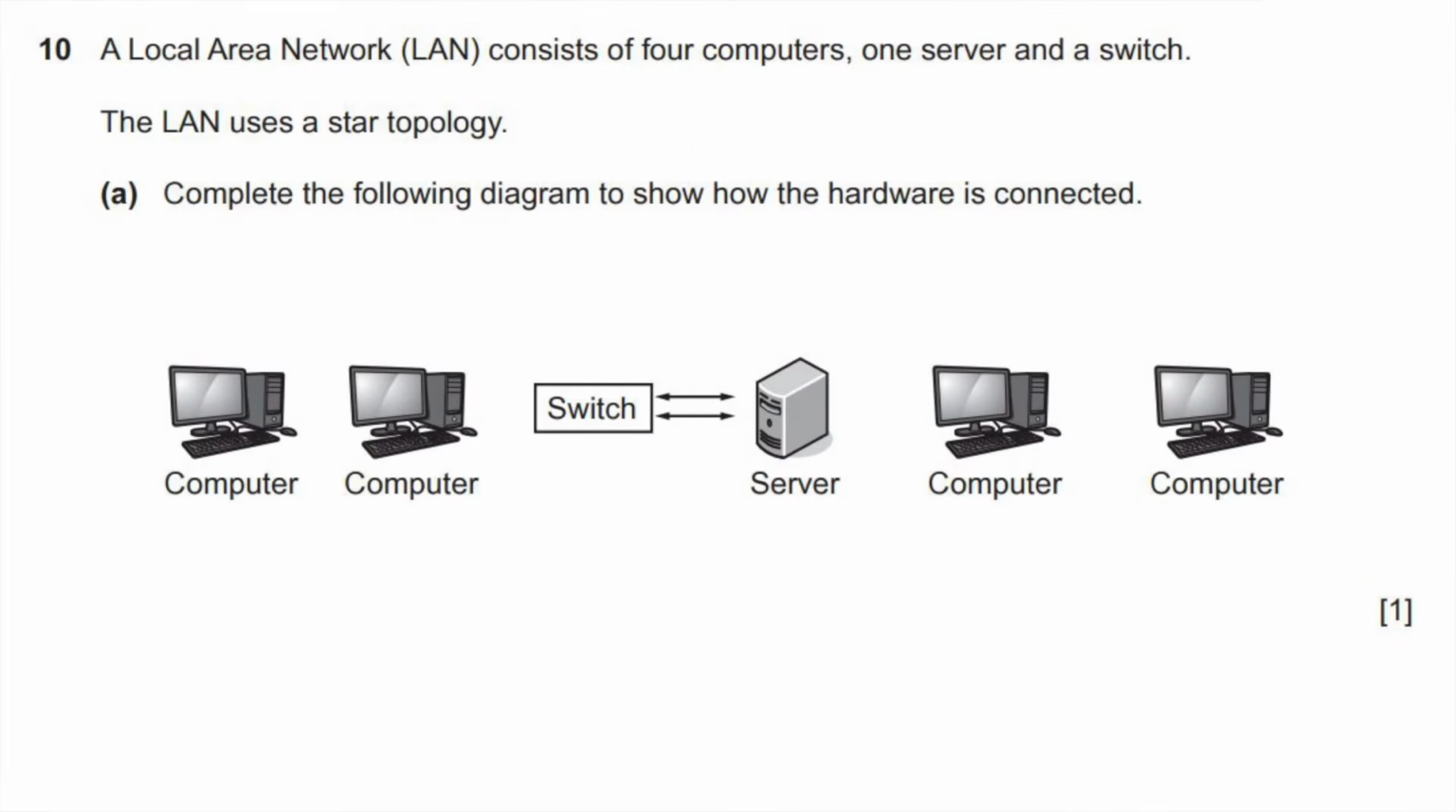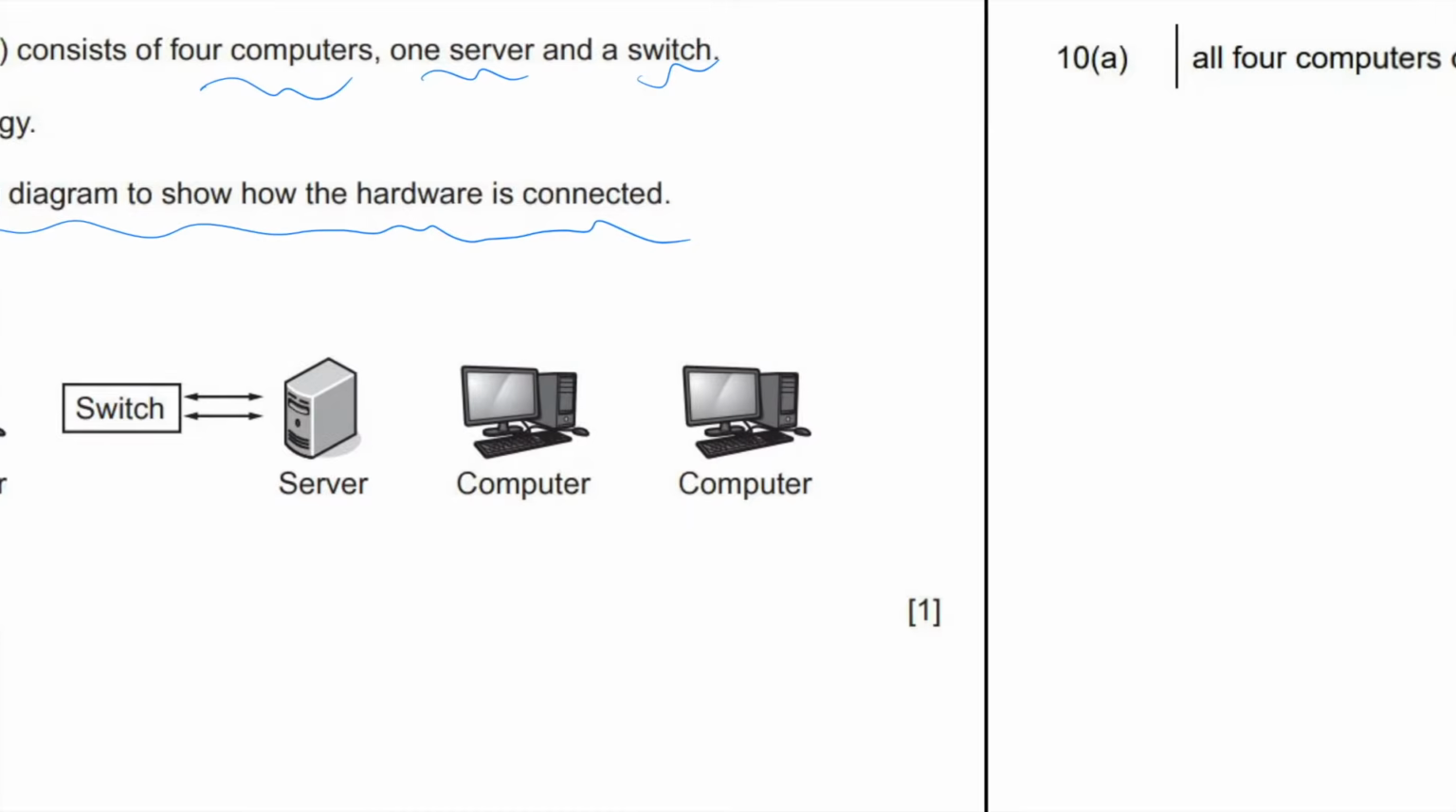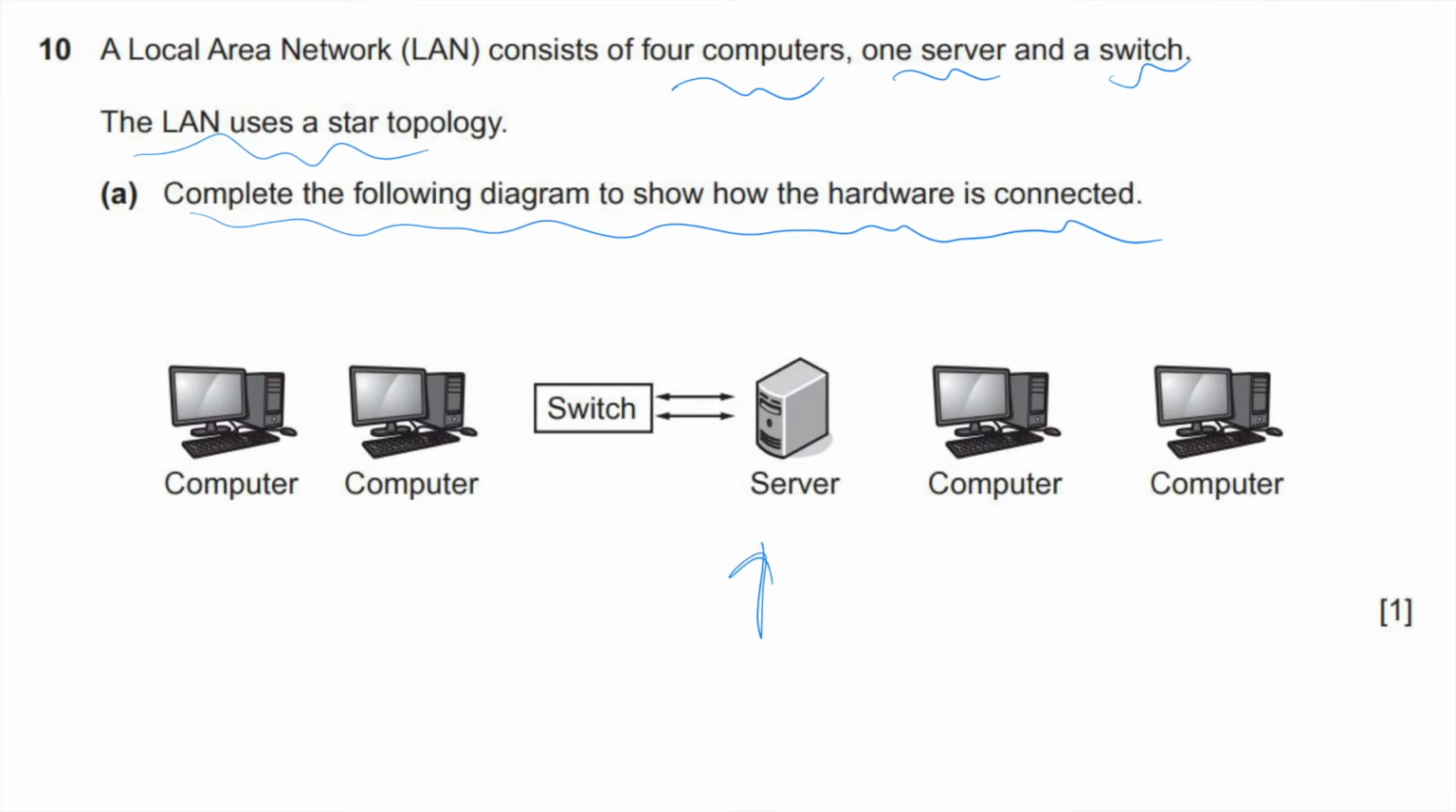Yet another A-level example. A local area network consists of 4 computers, 1 server, and a switch. The LAN uses a star topology. Complete the following diagram to show how the hardware is connected. This is a weird diagram, but I think it's pretty safe to assume that our switch is going to be the network device, and these 4 computers and the 1 server are all going to be just clients on the network.